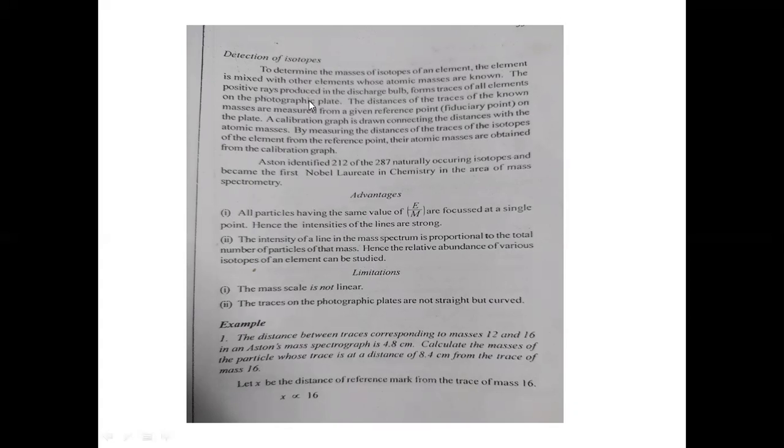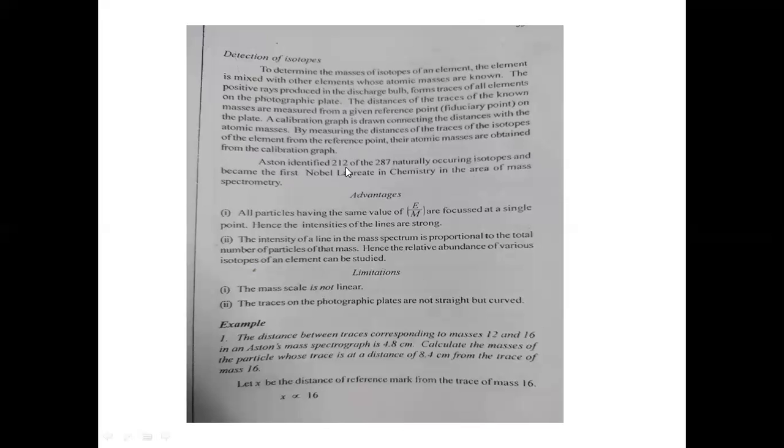So the positive rays produced in the discharge tube, the traces of all the elements, fall on the photographic plate. The distances of traces of known masses are measured from a given reference point on the plate. So a calibration graph is drawn connecting the distance with the atomic masses. By measuring the distance of the traces of isotopes of the element from the reference point, the atomic masses are obtained from the calibration graph. So with that reference point, we can measure the atomic masses of the isotopes of an unknown element.